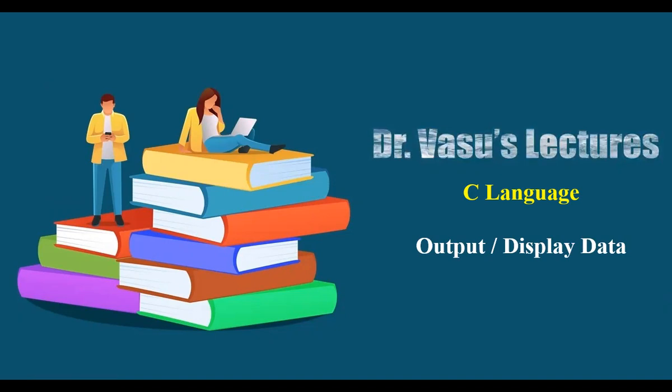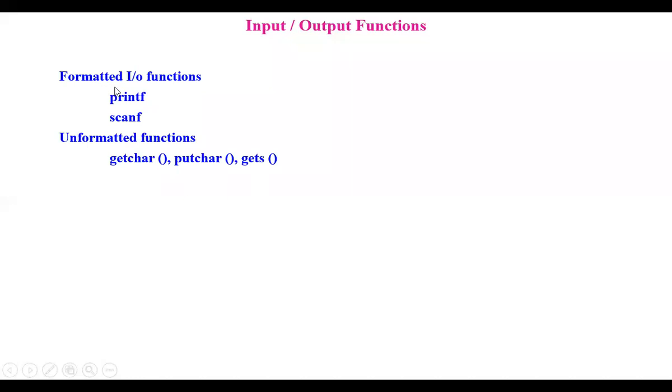In continuation of C language, we'll see output or display of data. So far, we have seen different types of data types, and now we are going to see how to display these data elements. Here, we use input-output functions. Formatted input-output functions are printf and scanf. printf is to display, and scanf is to read the values that we give from the monitor.